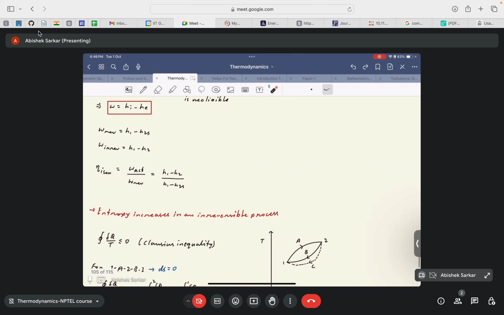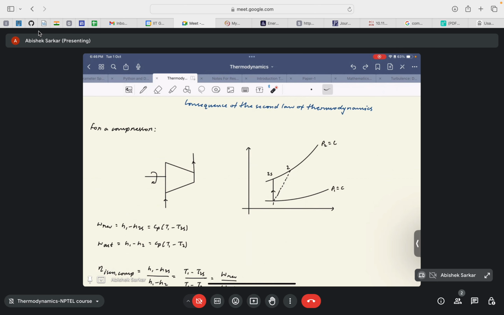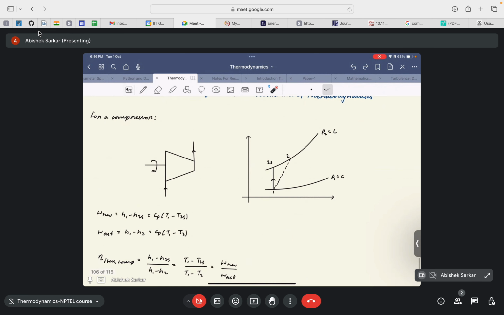Now let us discuss a compressor. It's just a reverse turbine. I'm just saying that the turbine expands the working fluid, and similarly the compressor compresses the working fluid. So the pressure would go up. Compression would basically imply that the pressure would go up, right?